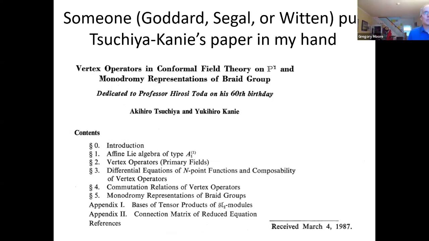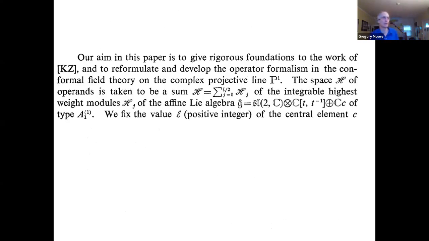Now, at first, we were just bumbling around, but somebody, I don't remember who, it was either Peter Goddard, Graham Segal, or Edward, gave me a copy of Tsuchiya-Kanie's paper. And that was really the key step that got us going. So Tsuchiya-Kanie's paper is on vertex operators and conformal field theory on P1 and monodromy representations of the braid group. Here's the first paragraph of their paper.